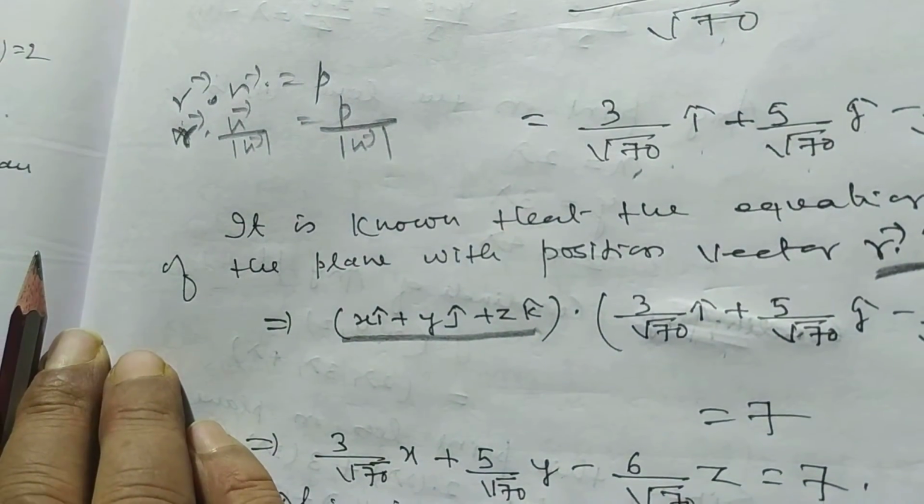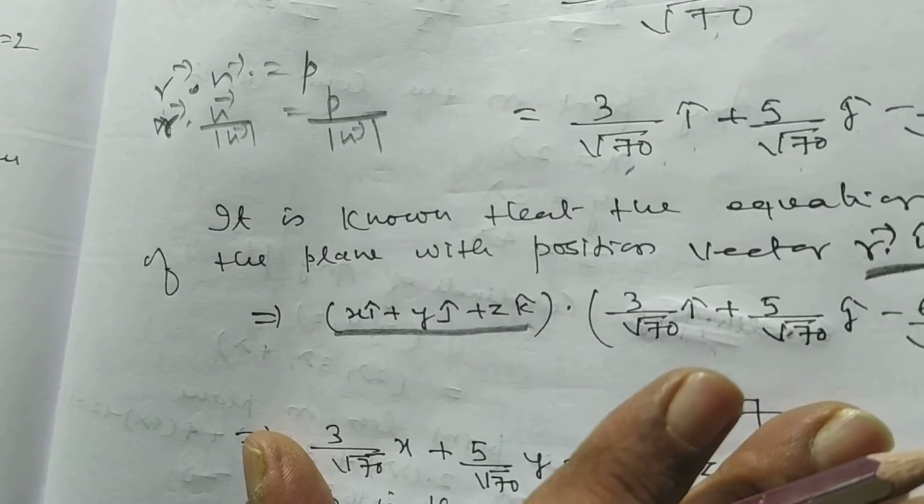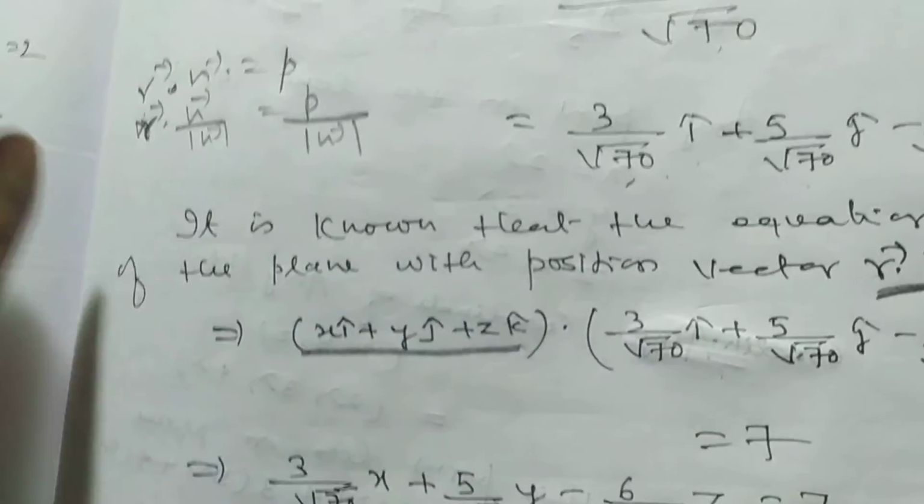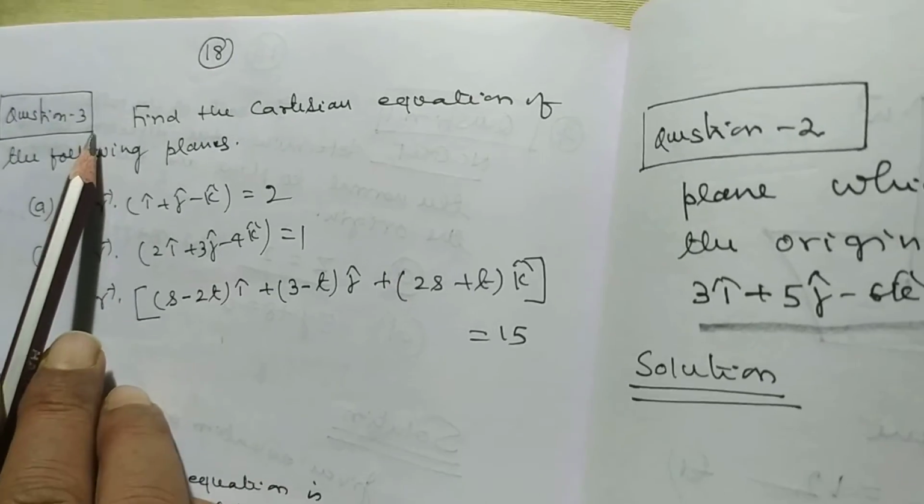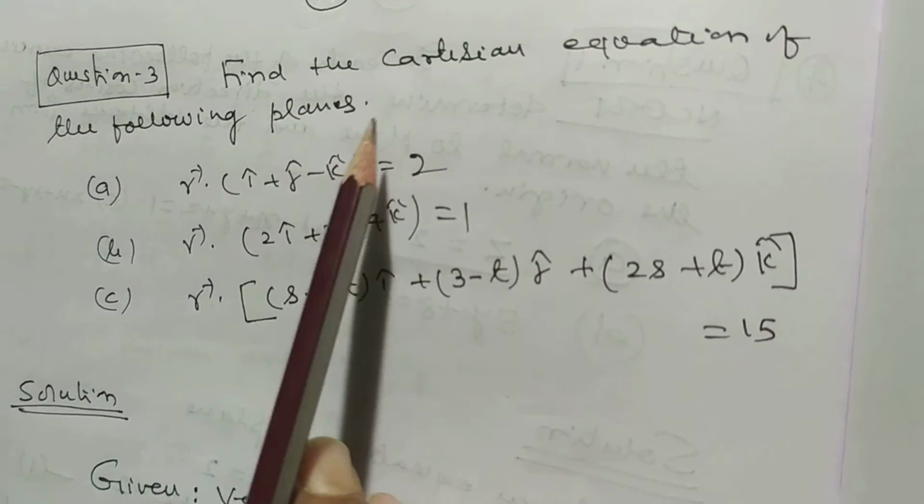In this way we get the normal form. So now here we want to discuss problem number 3. Find the Cartesian equation of the following planes.